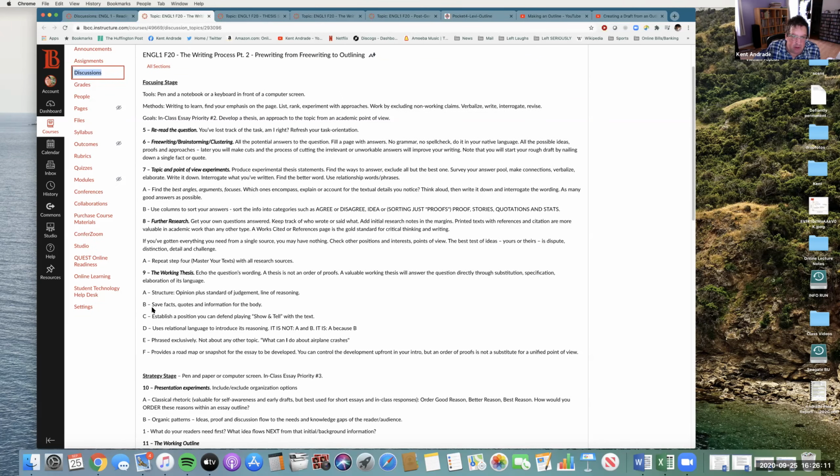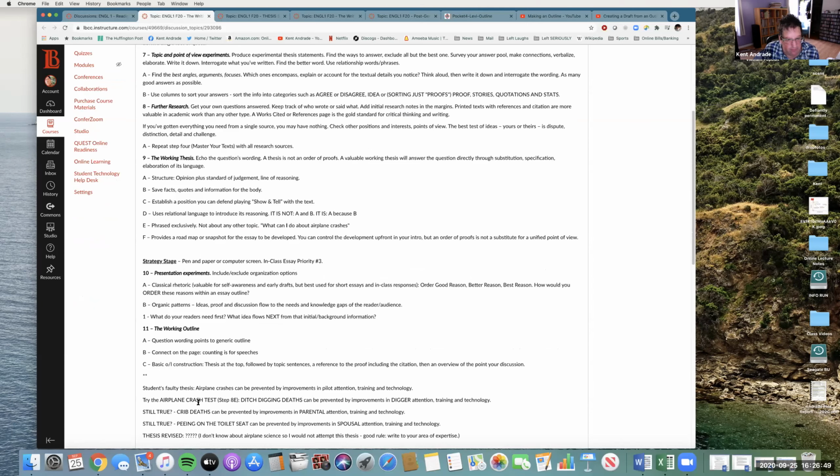Structure: make sure that there are no facts or information or quotations in it. Establish a position that you can defend by playing show and tell. Use relational language, not the word and, or as well as, or additionally. Relate your parts. Phrase exclusively. Make sure that it really is about your topic by taking your topic out and putting in a related topic. If your thesis is still true, even though you substituted a related topic, your thesis is not disputable. It's not really about your subject, as our airplane crash demonstration gave you, which is on this page, actually.